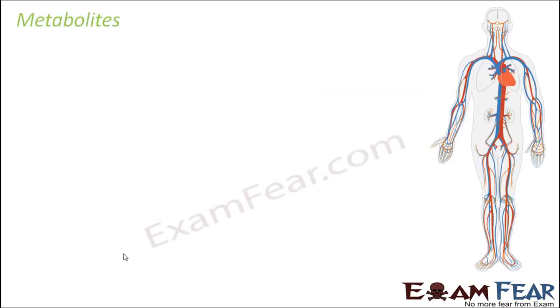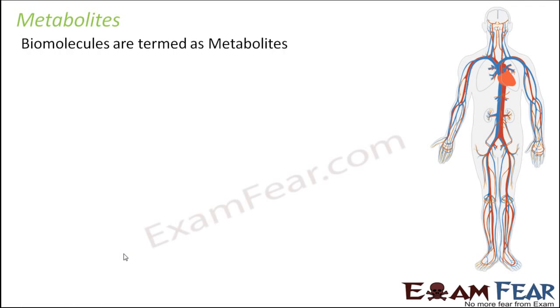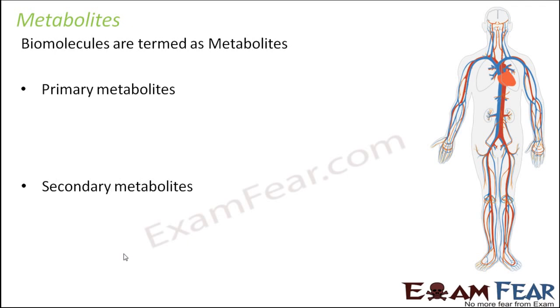So now, as I spoke about the metabolites, that is the biomolecules, since they play the crucial role in the process of metabolism, that is why they are also known as metabolites. So biomolecules are also termed as metabolites. Again, there are two types of metabolites, primary metabolites and secondary metabolites. So what are primary and secondary metabolites?